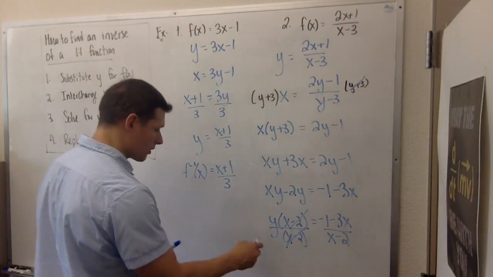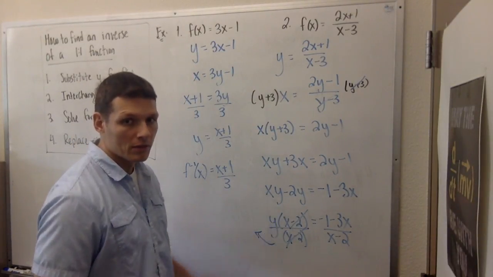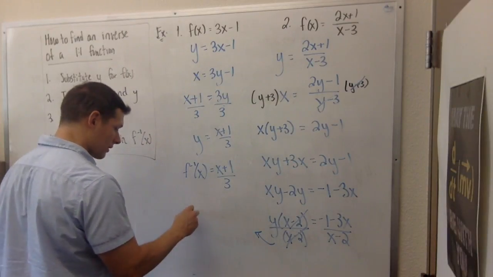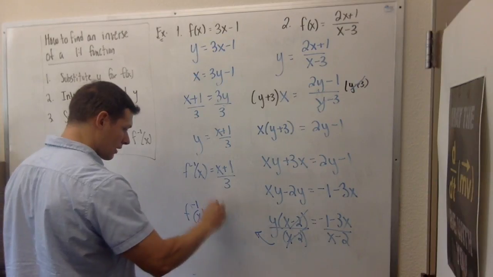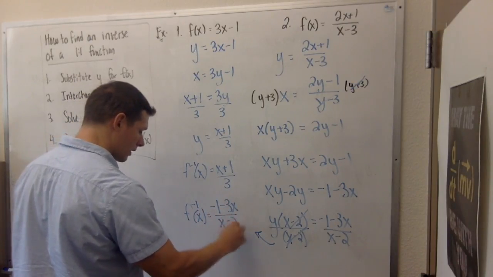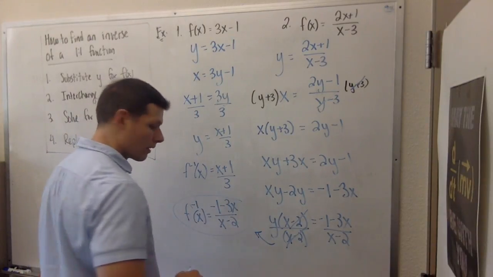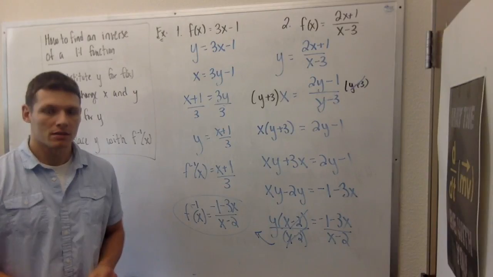I'm going to put it over here because I'm running out of room. But instead of y, what am I going to replace it with? Well, I'm going to replace it with f inverse of x. So f inverse of x equals negative 1 minus 3x over x minus 2. And there we go. So finding inverse functions, if you go through this 4-step process, isn't all that bad.